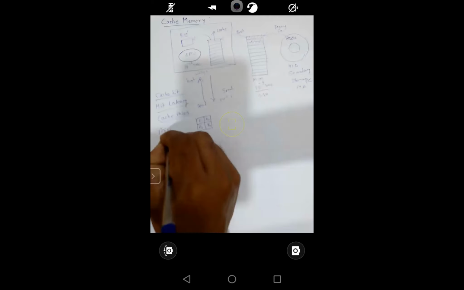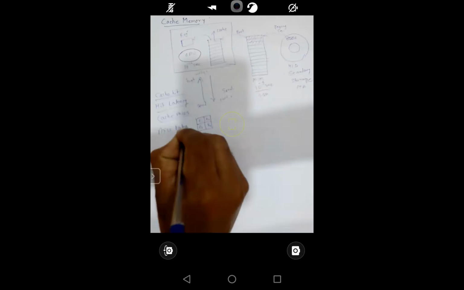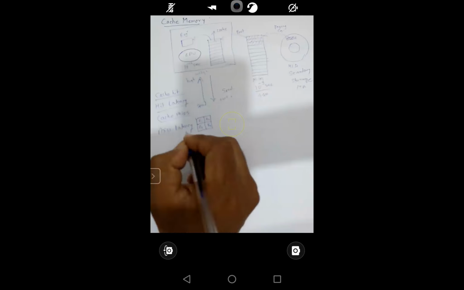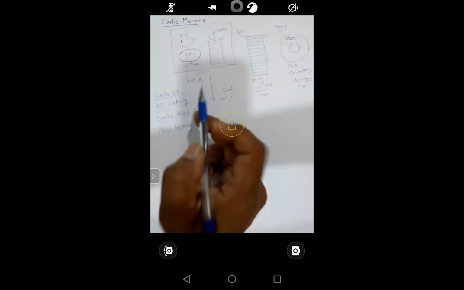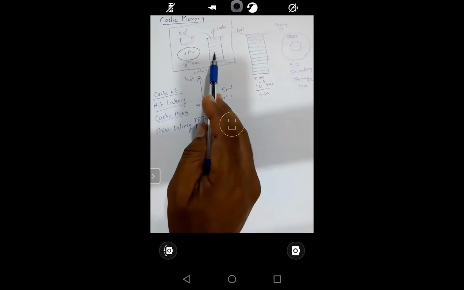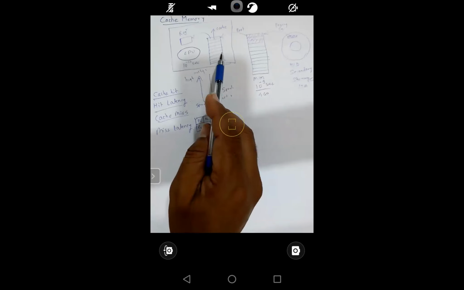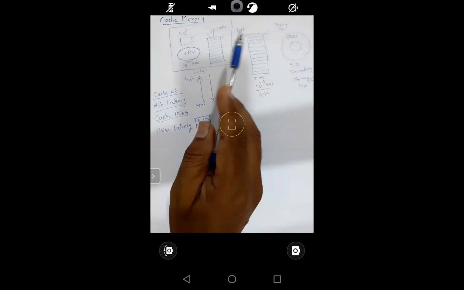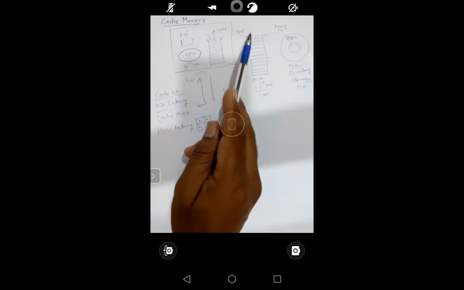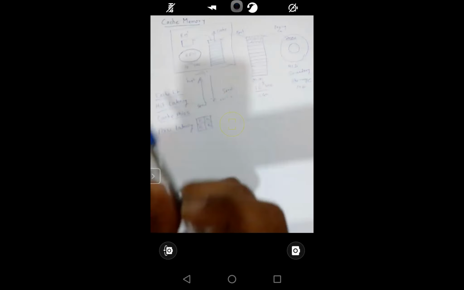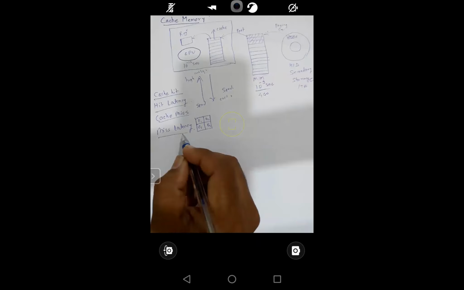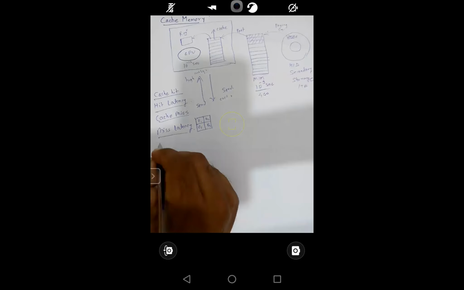So the next concept is miss latency. What is miss latency? Suppose the element is not present in the cache, we have to load that element from the main memory, or get that element from the secondary memory. That time we can say it is a miss latency. The next one is a page fault.